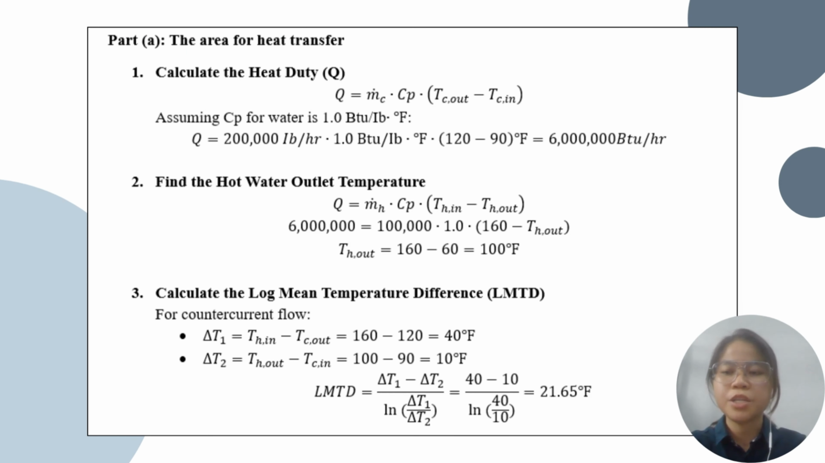We start with the energy balance by looking at the cold water stream, which flows at 200,000 pounds per hour and heats up by 30 degrees Fahrenheit. We calculate a total heat duty Q of 6 million BTU per hour. Next, we find the driving force. Since the hot water enters at 160 degrees Fahrenheit and leaves at 100 degrees Fahrenheit, we calculate the log mean temperature difference, or LMTD. For this countercurrent setup, the LMTD is 21.65 degrees Fahrenheit.